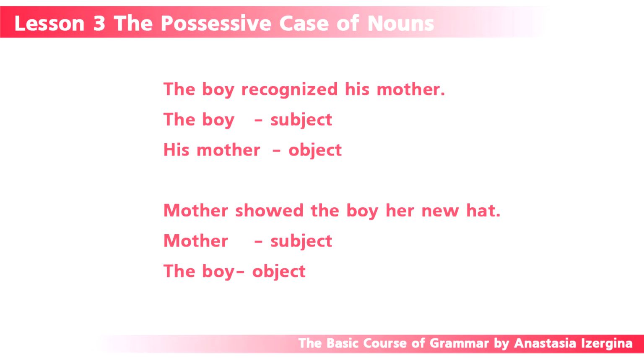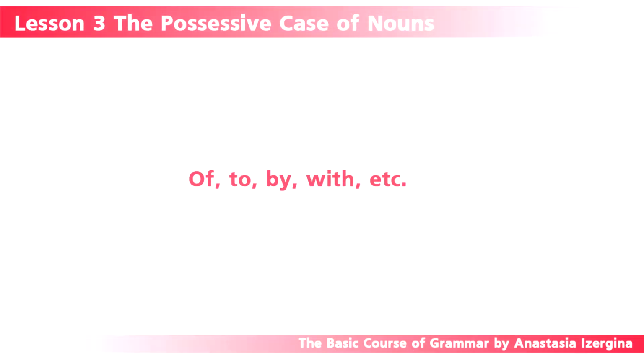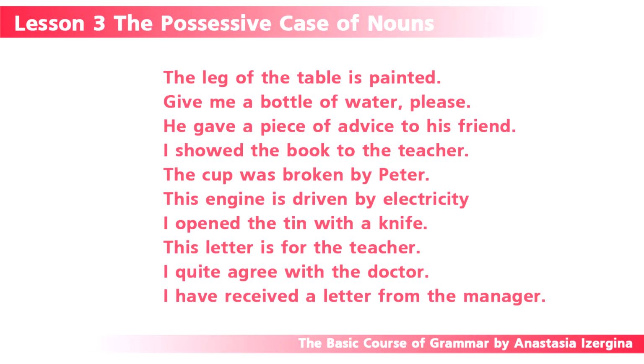Mother showed the boy her new hat. In this sentence, mother is a subject and the boy is an object. Sometimes in common case, nouns are used with prepositions such as of, to, by, with, and so on. For example, the leg of the table is painted. Give me a bottle of water, please.